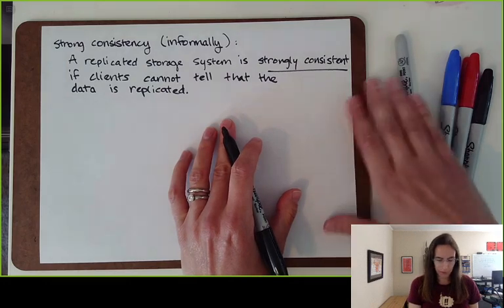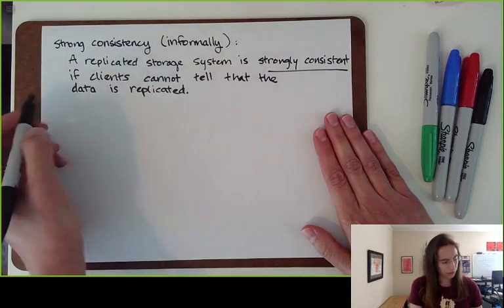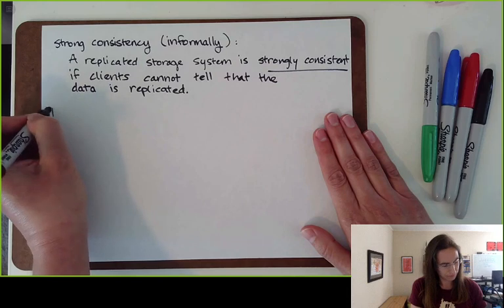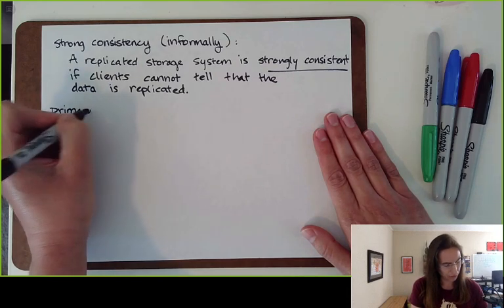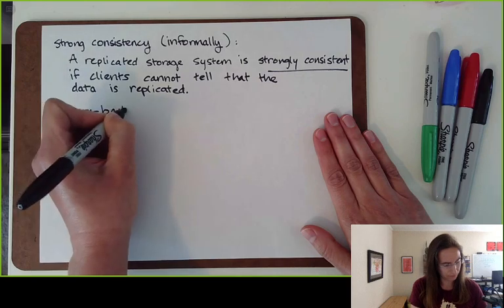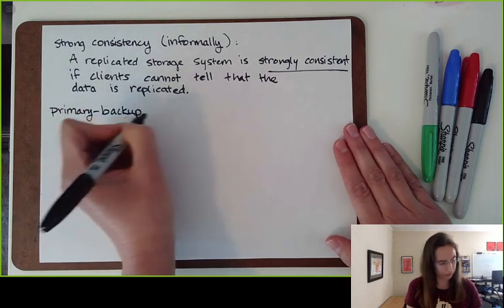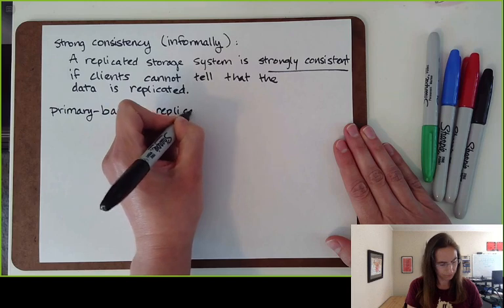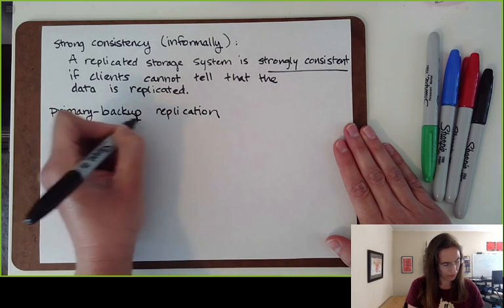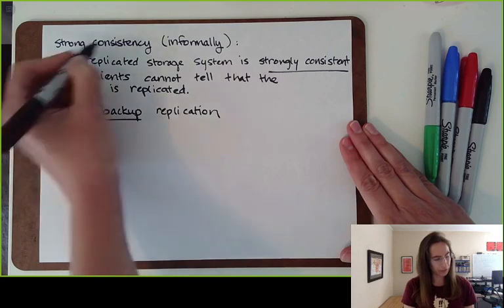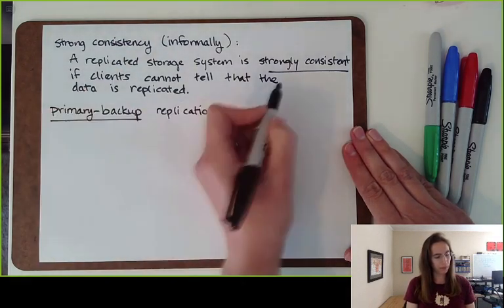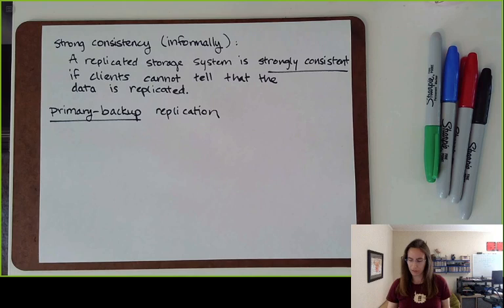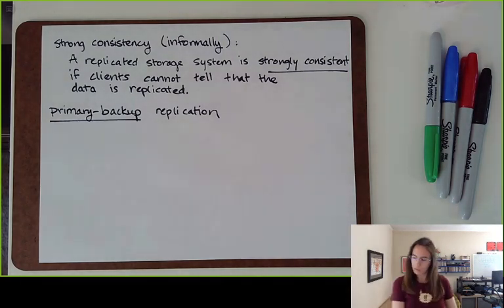So we're going to talk about a protocol that does strongly consistent replication. And it's called primary backup replication. This is a protocol that is a strongly consistent replication protocol. So it gives you this property that clients can't tell that the data is replicated. So it works like this.